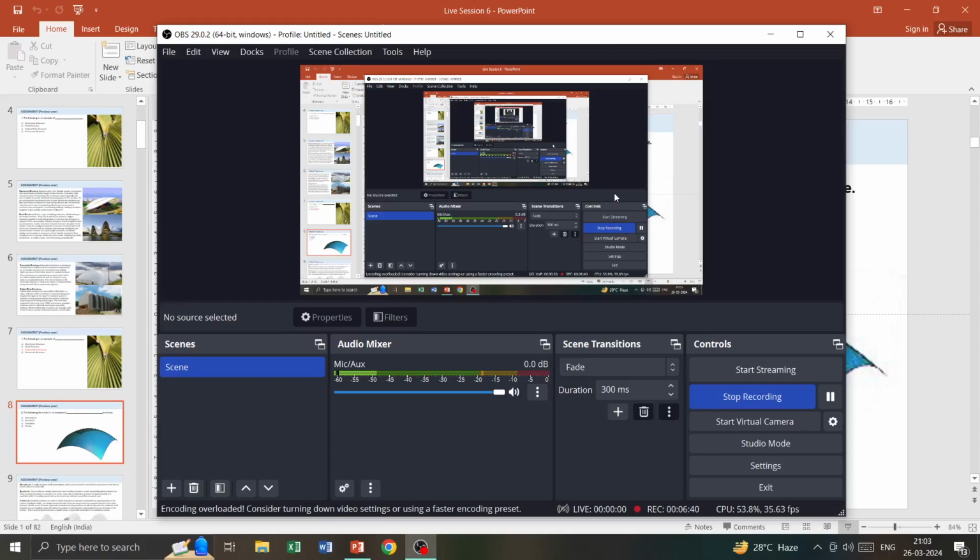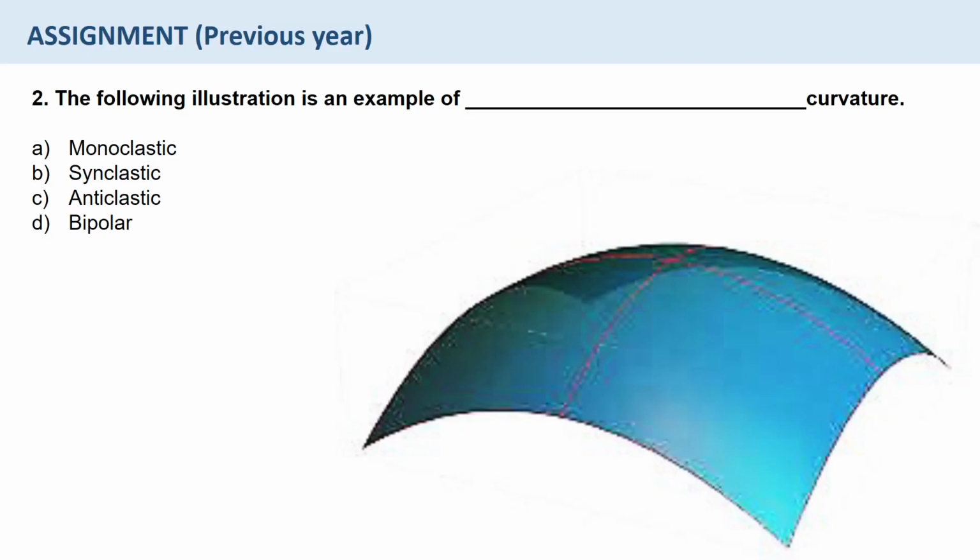Question number 2. Again, one image has been given and you are supposed to identify what kind of curvature this is. And the options given are monoclastic, synclastic, anticlastic, bipolar. So monoclastic means a single curvature shell which can be curved in one direction and comes in the form of barrel vaults or conoid shells.